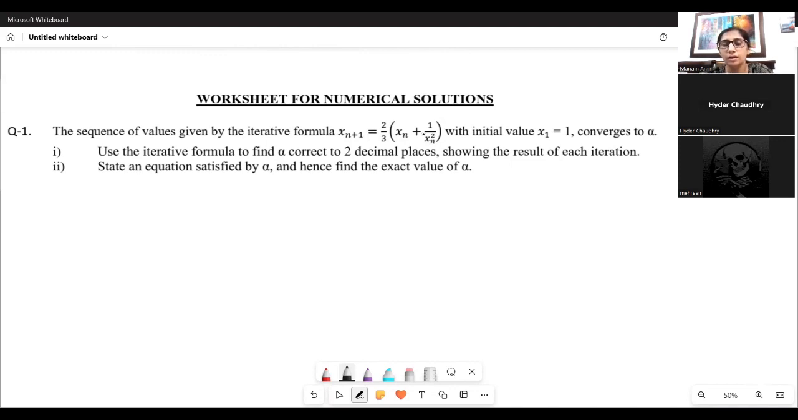But in 90% of the questions the iterative formula is already given in the question. You're given the iterative formula and the initial value 1, which we have to feed into the calculator. It's saying that it converges to a, which means a is the actual root of this equation. This a is the root of the equation of this iterative formula. Use the iterative formula to find a correct to 2 decimal places, showing the result of each iteration.